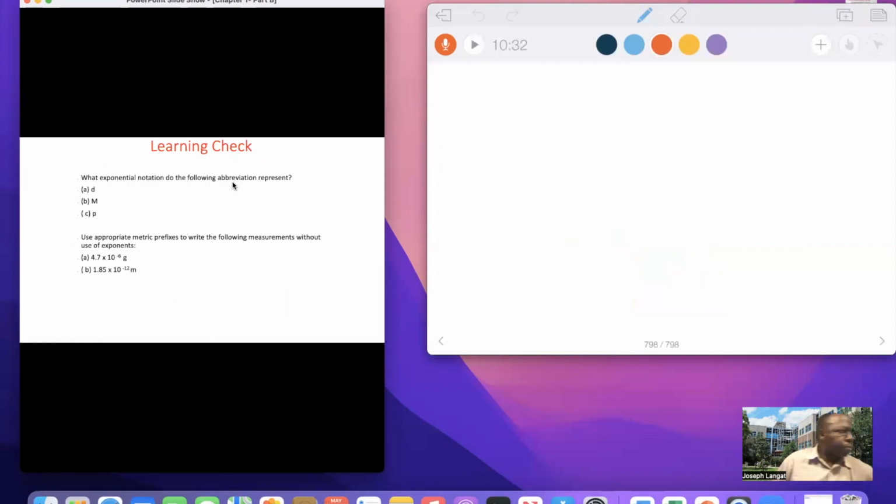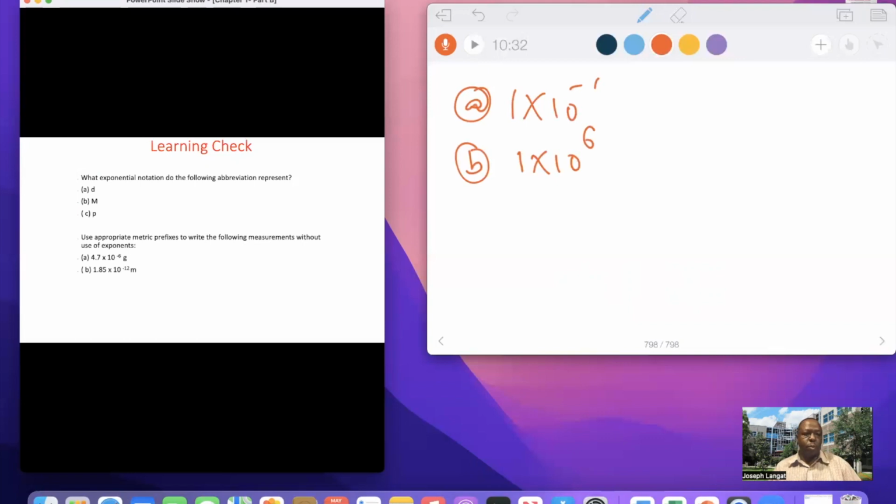DAISY, all right? D for DAISY, and that means 1 times 10 to -1. A, all right, A is 1 times 10 to -1, DAISY. And then M for mega, all right, this is 1 times 10 to 6, could be megagram. And then pico for 10. Remember, this is the lowercase p, it's not the uppercase p.